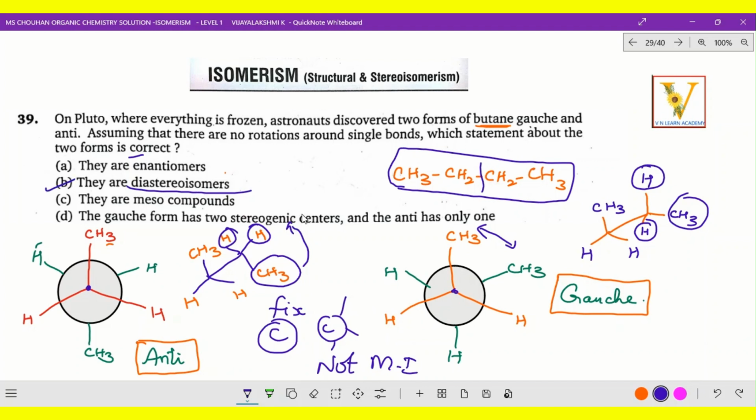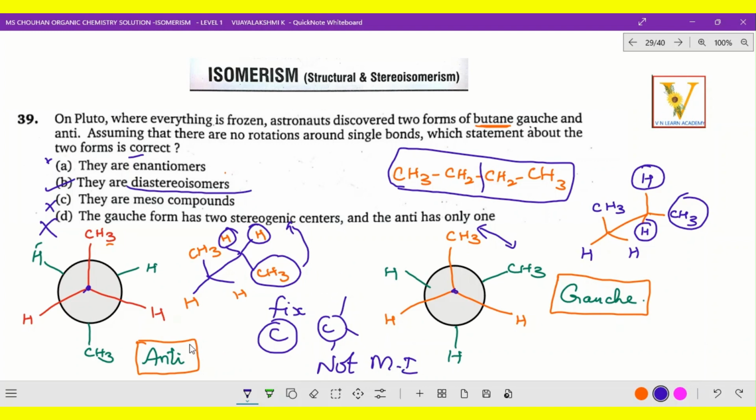I hope you got the clarity. And this is not an enantiomer. An enantiomer is optically active; this is not optically active. And this is not at all a meso compound. The gauche form has two stereogenic centers, whereas the anti form has only one? How is that possible? Because in the anti form also it has to be two chiral centers. Only with two chiral centers can we identify gauche and anti form. So this is not at all correct, and meso compounds will not be possible in this concept. And enantiomers are optically active, but these are not mirror images.